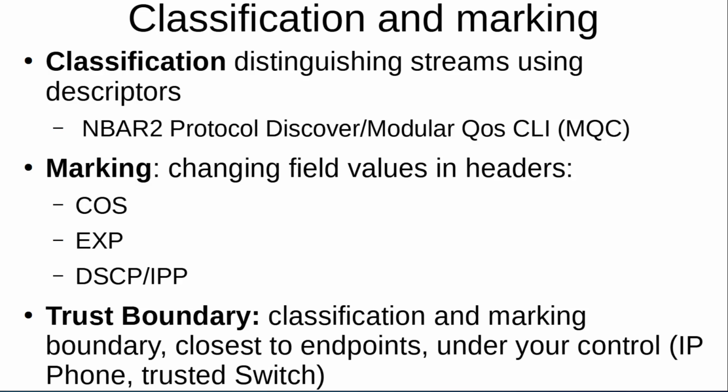The trust boundary is the place in the network where you will be doing this classification and marking. It must be the device that lies closest to the endpoints but remains under your control. So, for instance, the device closest to the user might be the user's laptop, but if you're not in control of their laptop, which usually you are not, you cannot see that laptop as a trust boundary. So you will probably have to use an IP phone or an access switch as the trust boundary in order to do the classification and marking for your frames and packets.